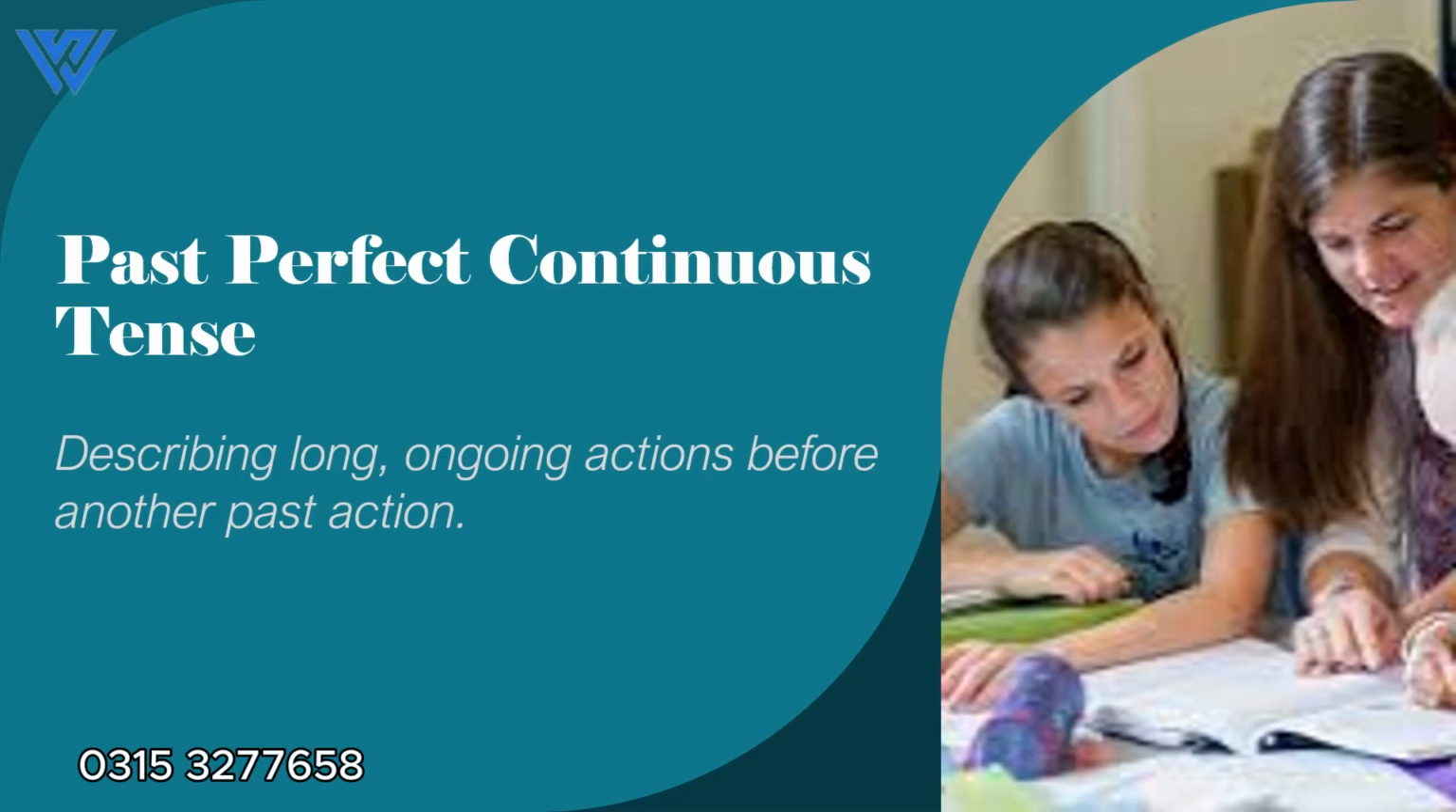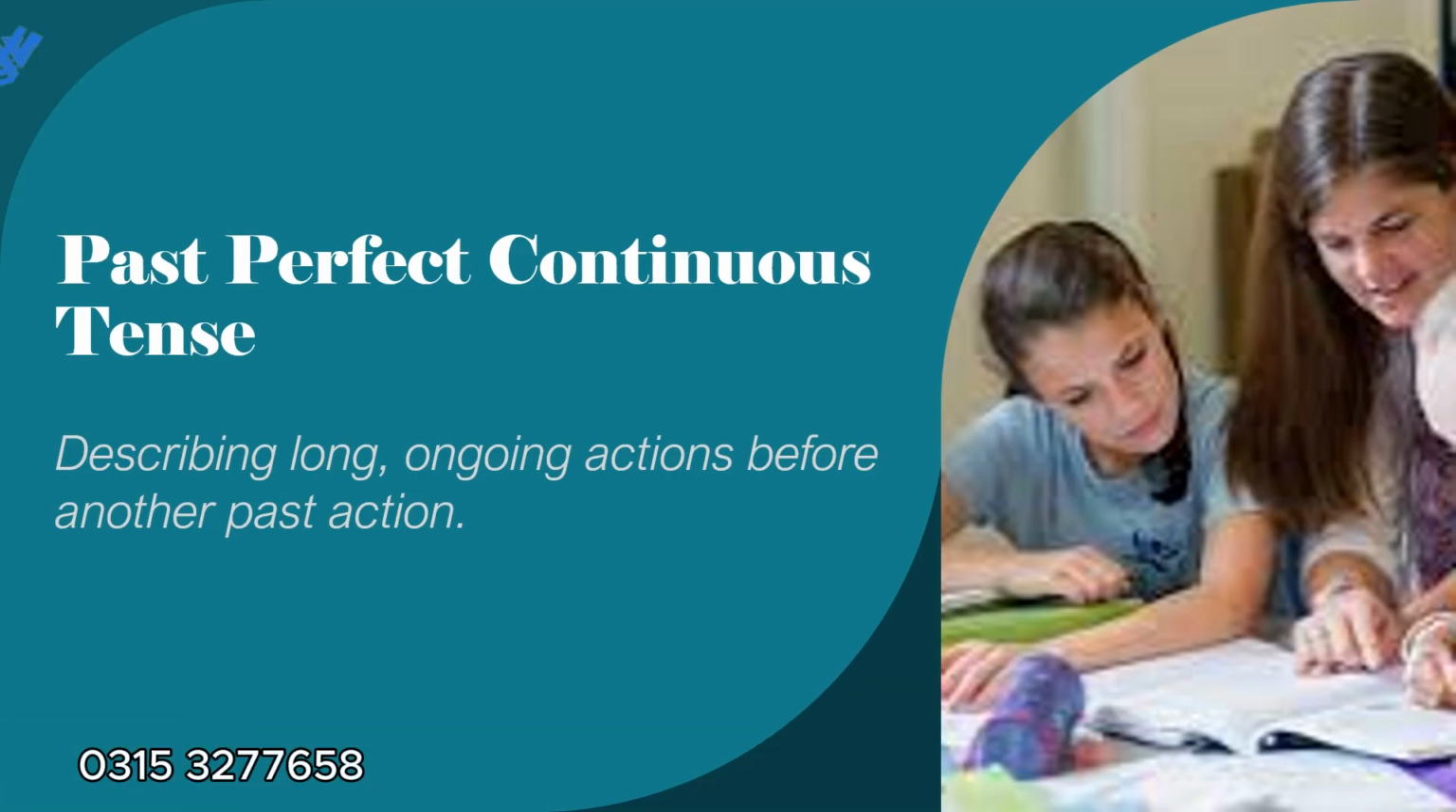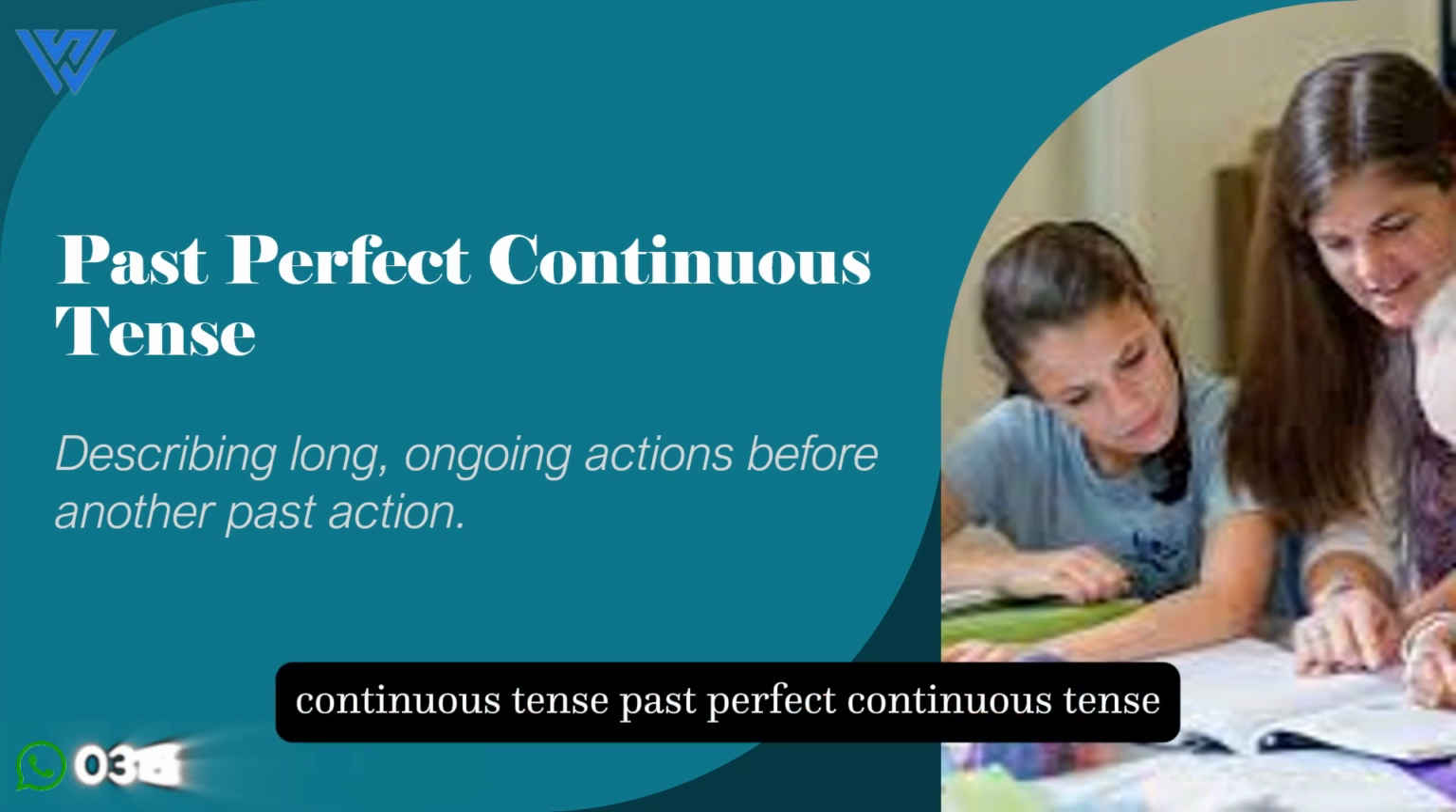अब past की ही बात हो रही है. The tense is always staying in the past. There are two actions. One past action complete होने से पहले एक long ongoing action था जो कि चल रहा था. Past tense में उसको describe करने के लिए we use past perfect continuous tense.